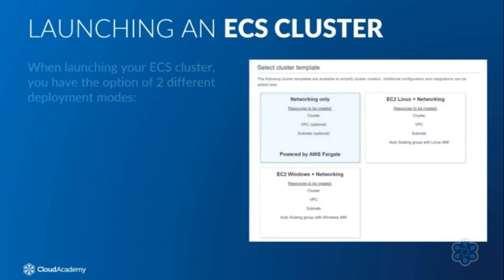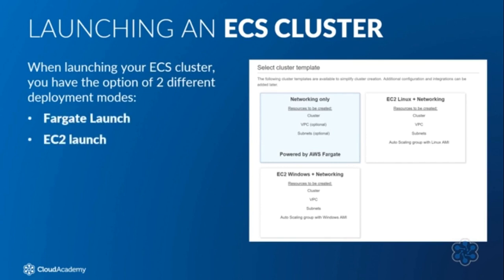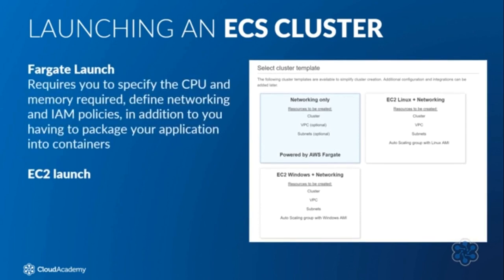When launching your ECS cluster, you have the option of 2 different deployment models, a Fargate launch and an EC2 launch. The Fargate launch requires far less configuration and simply requires you to specify the CPU and memory required, define the networking and IAM policies, in addition to you having to package your applications in containers. However, with an EC2 launch, you have a far greater scope of customization and configurable parameters.